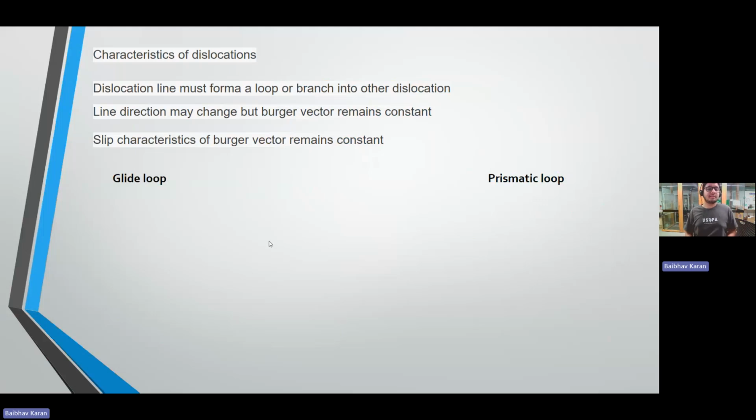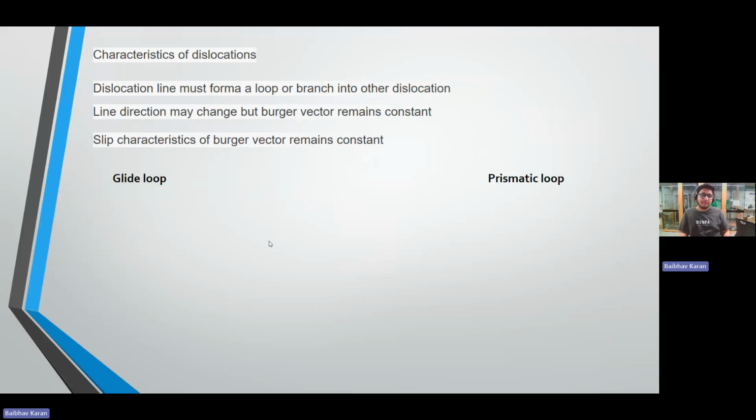Then the characteristics of dislocations: the dislocation line must form a loop or branch into other dislocations. The line direction may change, but the Burgers vector will always remain constant, and the slip characteristics of the Burgers vector also remain constant.